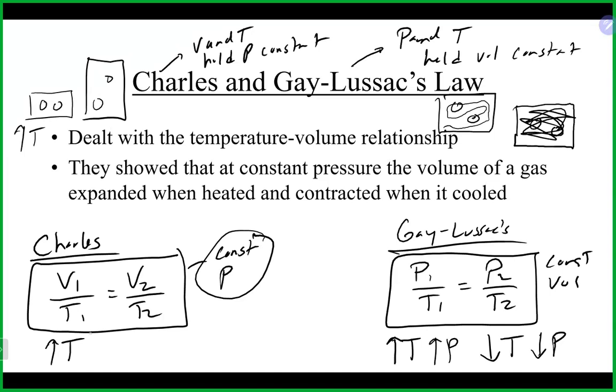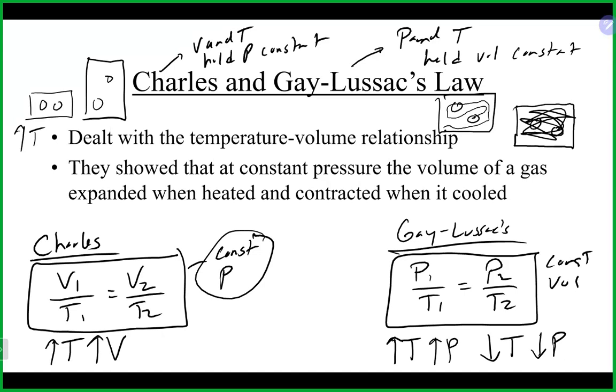So in Charles' law, as the temperature increases, to allow it to maintain constant pressure, the volume of the container, for example, will adjust, and that will allow the number of collisions, even though they're moving faster, to still remain the same, and that's what keeps it at constant pressure.